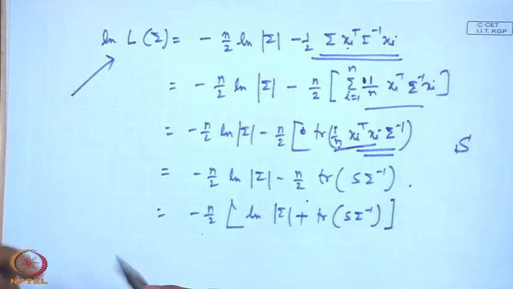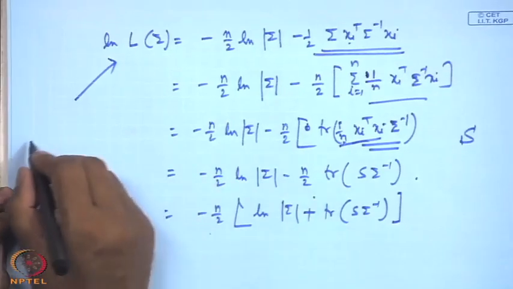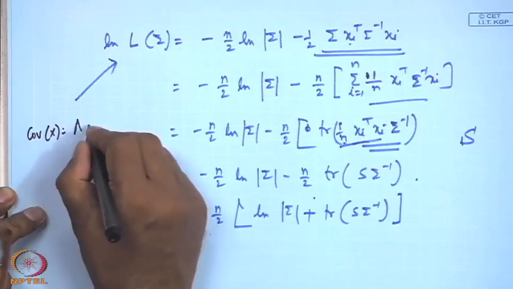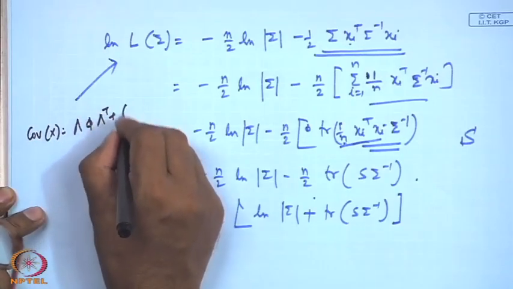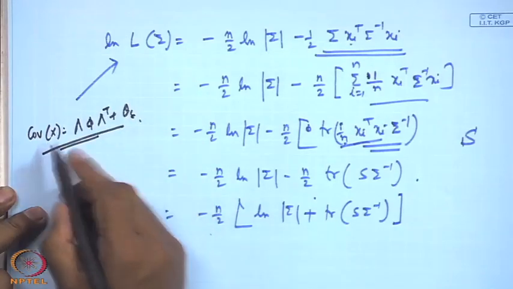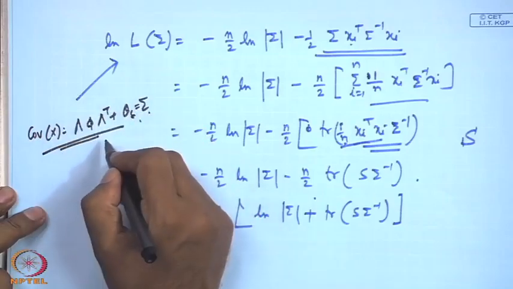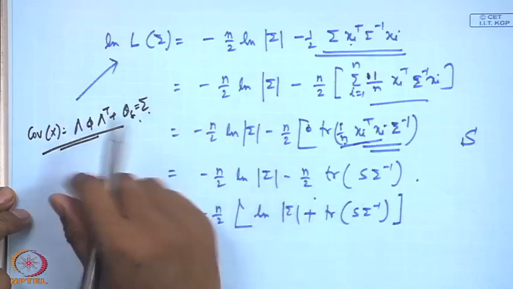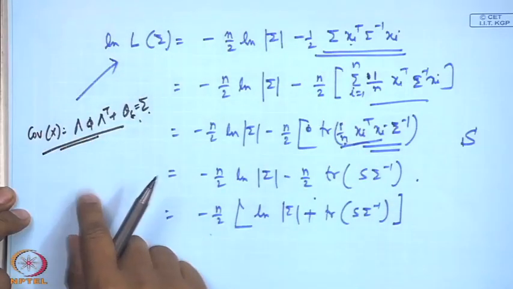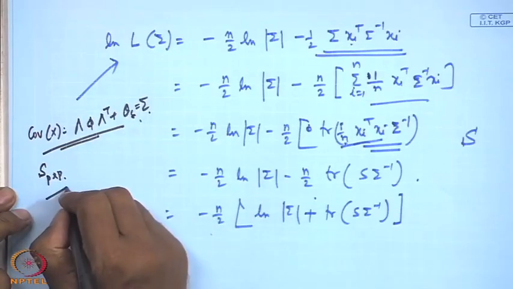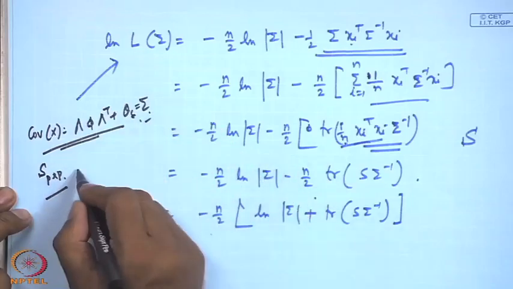Now, see what the condition is in our estimation. Actually, this procedure is like this. From the model, covariance of x is lambda phi lambda transpose plus theta delta, and from this you get the covariance of x, sigma, in terms of model parameters. You collect a sample, then you get the sample covariance matrix S, again p cross q. What do you want to do? We want to match these two.